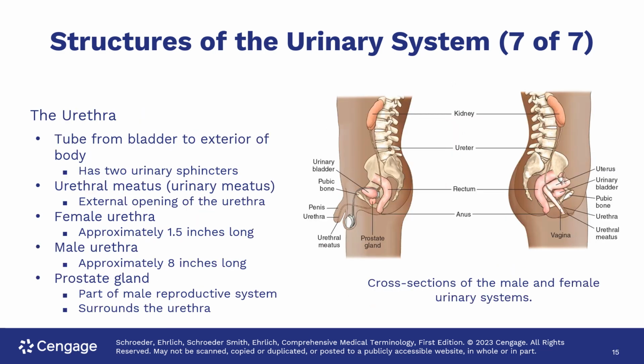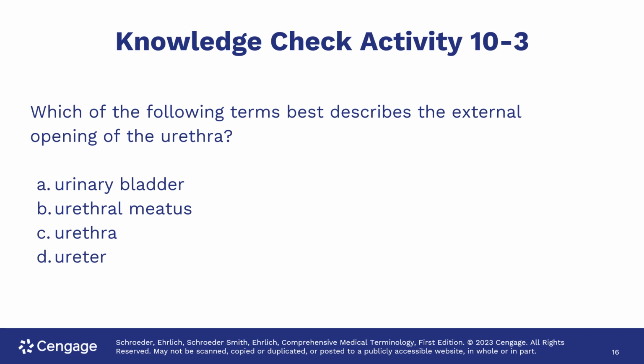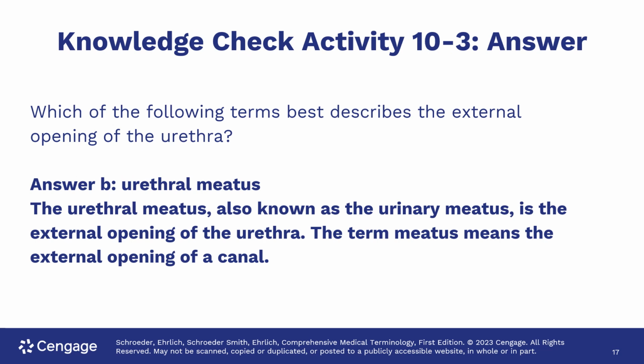The urethra is the tube that leads from the bladder to outside. There are 2 sphincters. The opening of the urethra to the outside of the body is called the meatus. Female urethras are 1.5 inches long, and the males are 8 inches long. Which is the name of the external opening of the urethra? Meatus.